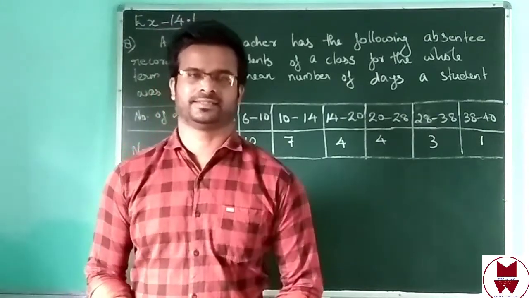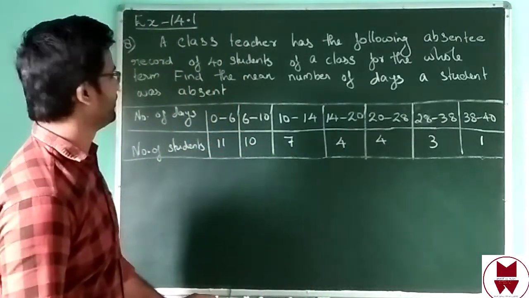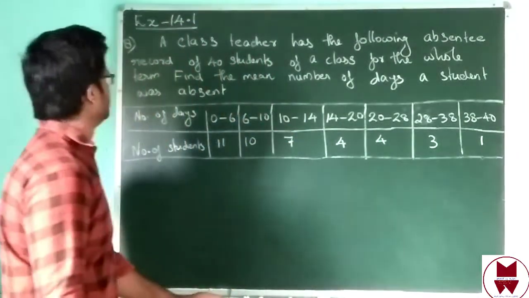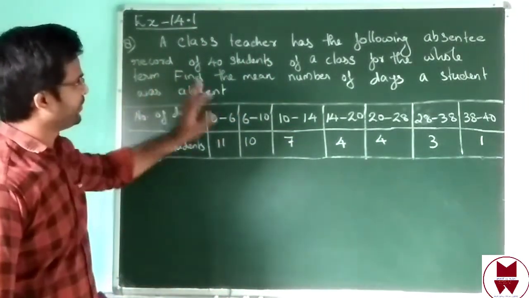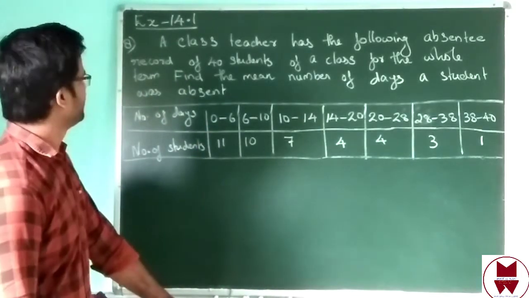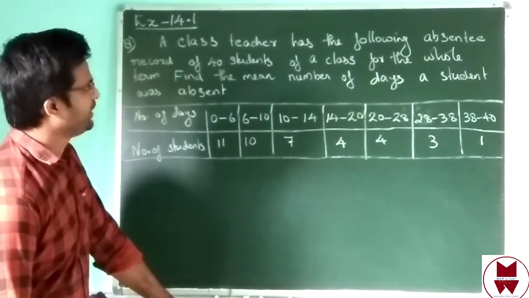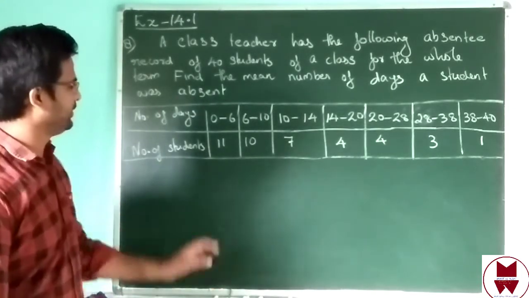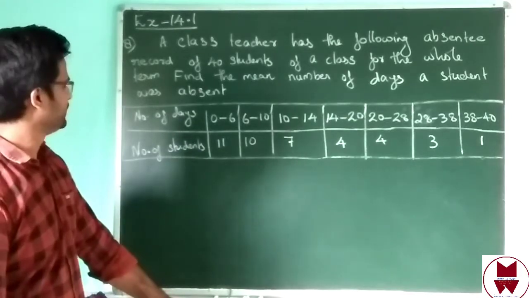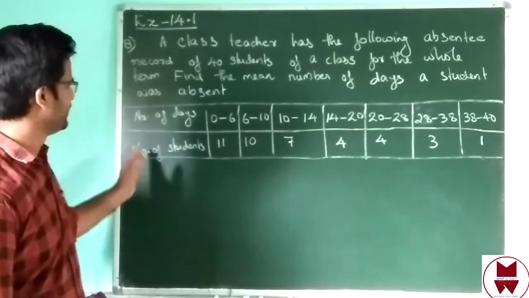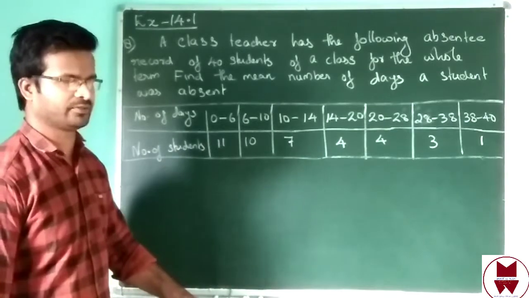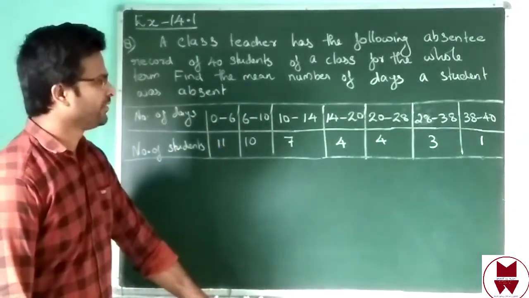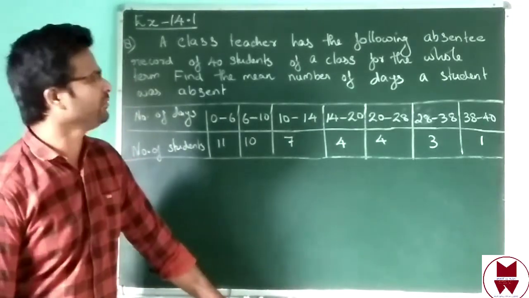Now we can see exercise 14.1, question number 8. A class teacher has the following absentee record of 40 students of a class for the whole term. Find the mean number of days a student was absent. Here the data is given: number of days 0 to 6 means number of students absent, that is 11 students. Then 6 to 10 days, 10 students, like that. We have to find the mean of the given data.